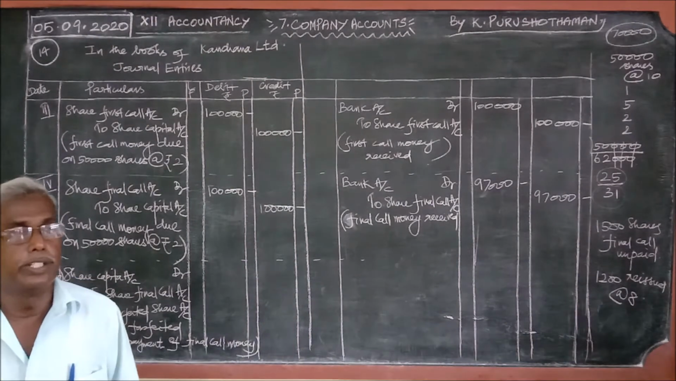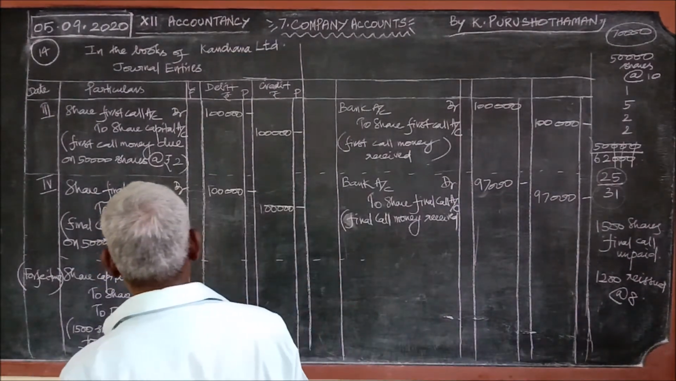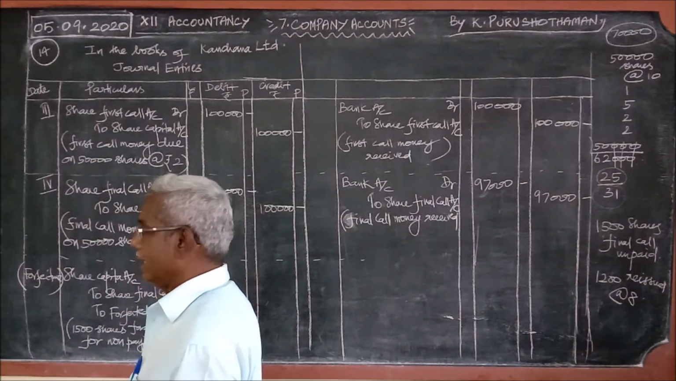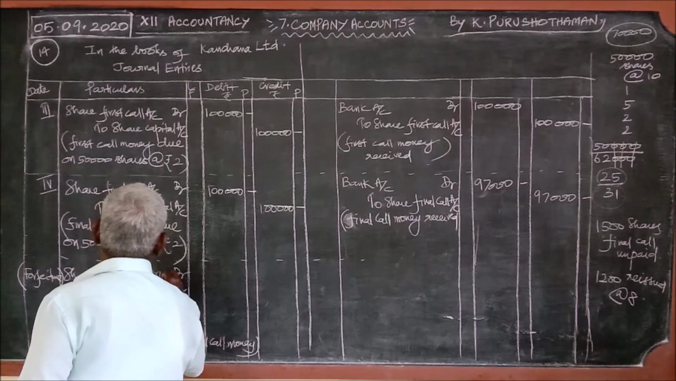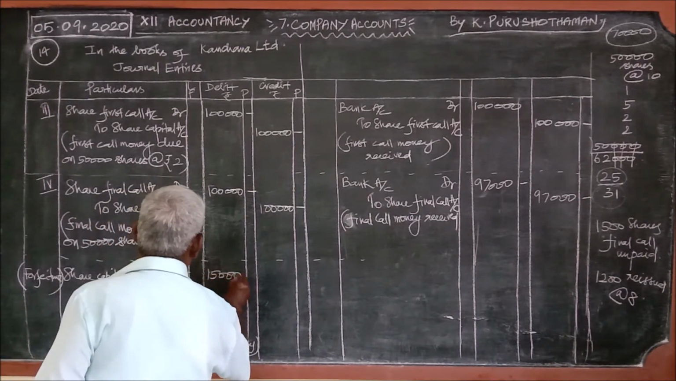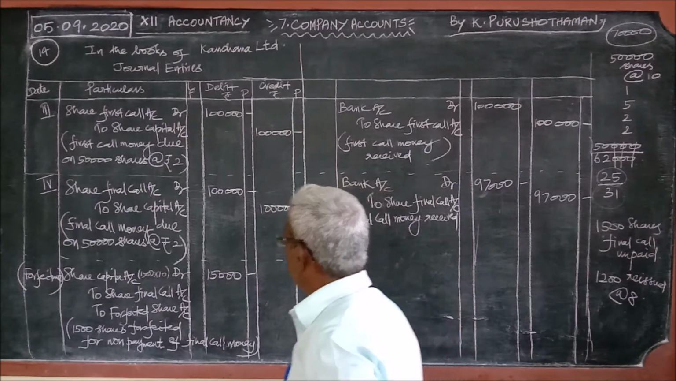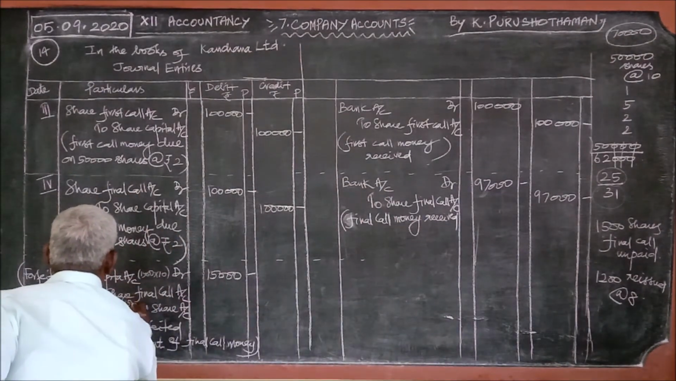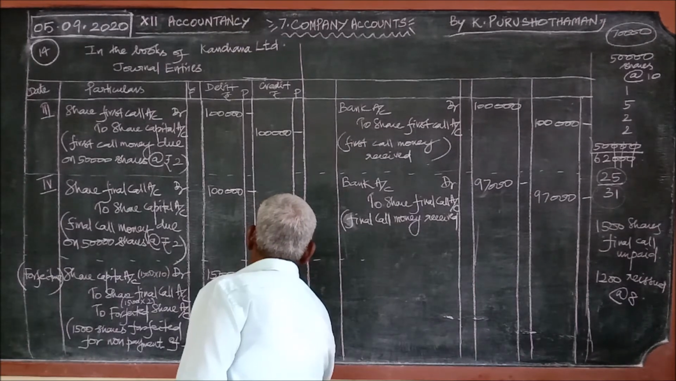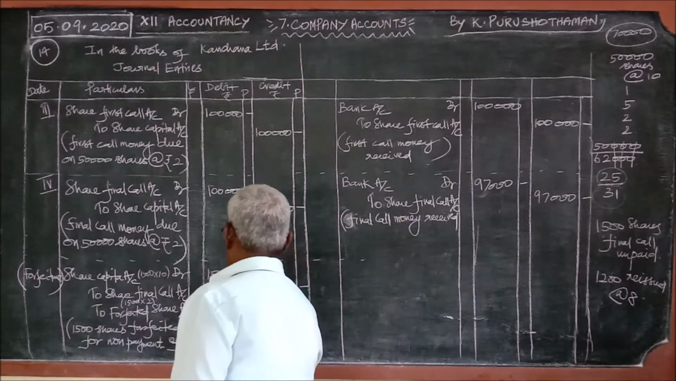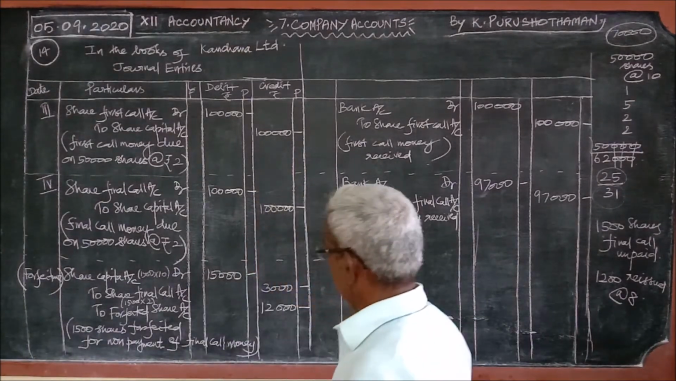How to fill this entry? There are 1500 shares which were forfeited. So what is the total actual value of 1500 shares? 1500 into 10, 15,000 you should write. And what is the final call money? That is 1500 into 2, 3,000 rupees. So the forfeited share amount, that is the adjusting amount, is 12,000 we should write. For forfeited share, we should write like this.